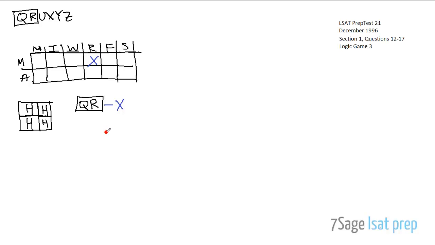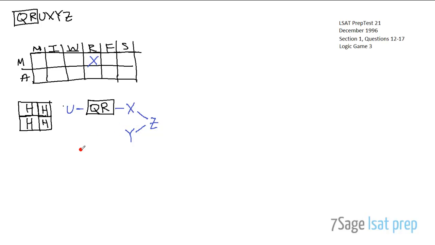What else? U must be interviewed at some time before R. So U has to be before this block QR, right? And Z must be interviewed after X and after Y. So Z must be interviewed sometime after X and sometime after Y, right? So combining the rules in the stimulus with the actual rules they give us yields this sort of chart right here.